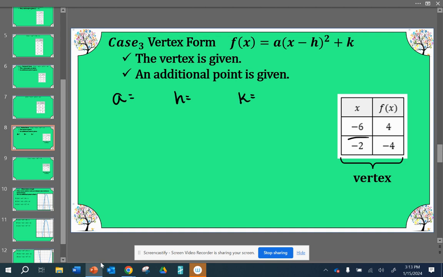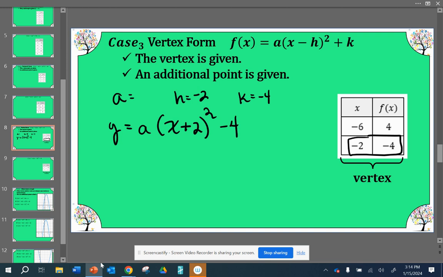Our vertex is -2, -4, so the h value is -2. Our k value is -4. So let's insert all the values of each variable that we have. So it's x minus -2, so that becomes x plus 2, quantity squared, minus 4.